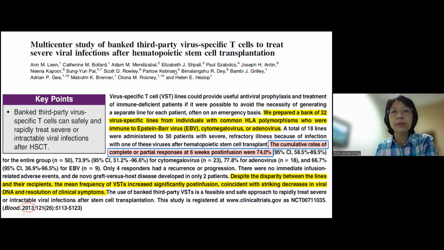This is for post-transplant opportunistic virus infection, using a third-party bank of 32 tri-virus specific cell lines. The method of generation was a genetically modified EBV LCL presenting all 3 virus antigens. 18 cell lines were given to 50 patients, with between 1 to 3 infusions and mostly 1 to 3 HLA allele matches, and they reported an overall response of 74% at 6 weeks. They also reported a very low incidence of GVHD.